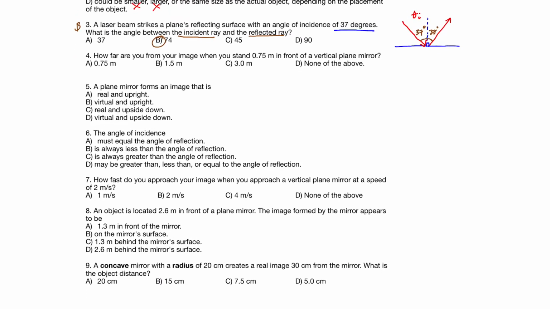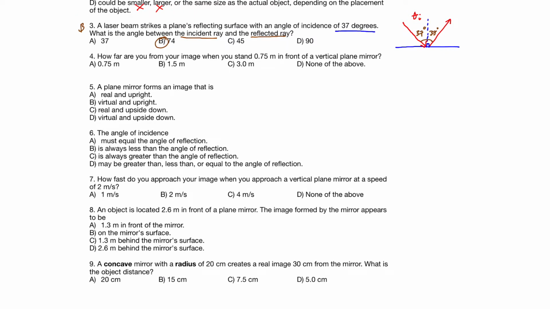Next, how about number four? How far are you from your image when you stand 0.75 in front of a vertical mirror? Again, this is the idea. We have to double it by 2. So if we have here the image, that is 0.75, and then another 0.75 for the image, times 2, that would be letter B, 1.5.